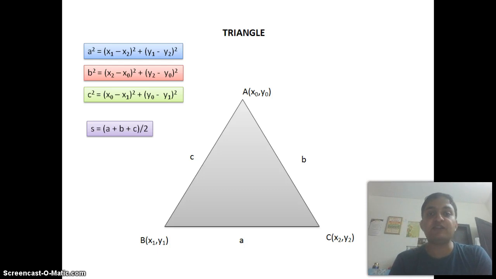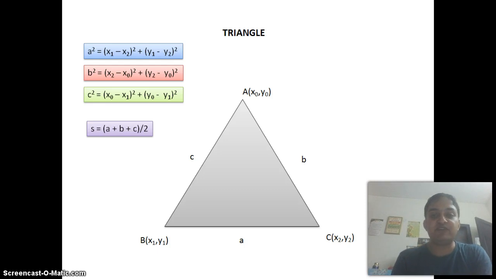Now for Heron's formula we require calculation of a semi-perimeter. Semi-perimeter is defined as sum of all the sides divided by 2. So S here can be computed as A plus B plus C by 2, where A, B and C are already calculated by the distance formula between 2 points.